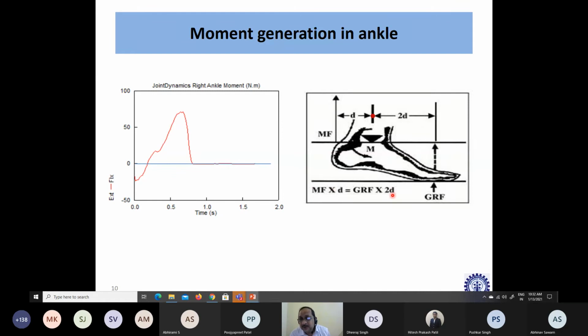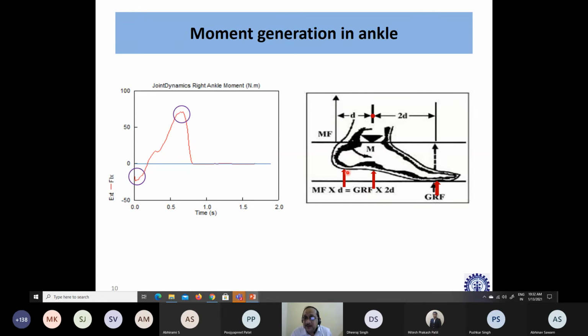Now, if we consider different instances, as you can now see, try to concentrate on the graph here. This graph corresponds to the different instances within the gait cycle, about the moments created during the gait cycle. It has a negative moment to start with and goes to a peak maximum moment, which is positive. Now, how does this occur? So I will plot, for example, 3 instances. You can see here.